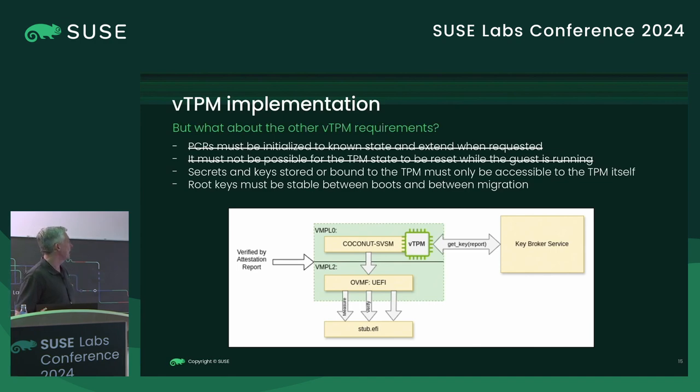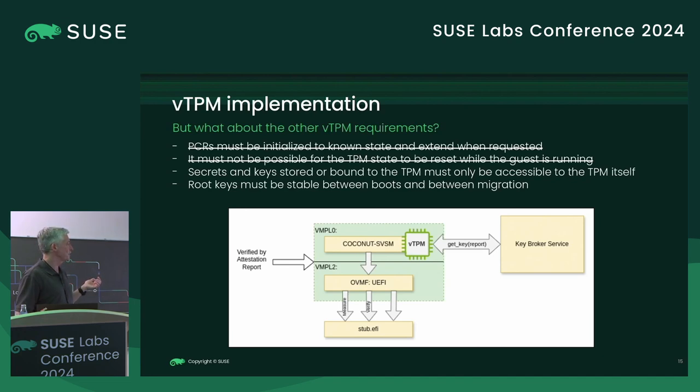Right, so does that solve the problem? Not quite. Looking back at those requirements that I put up there, it does solve the PCR problem, because now we have a host that cannot manipulate the TPM, it's a confidential guest, and we have VMPL2 code, trusted at first, but becomes untrusted, which also can't manipulate the vTPM because it's in a lower privilege level. We can trust the Coconut SVSM not to do it because we've audited that code and we've trusted that code. So that bit's fine.